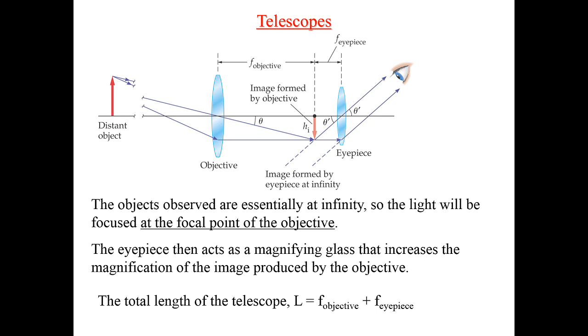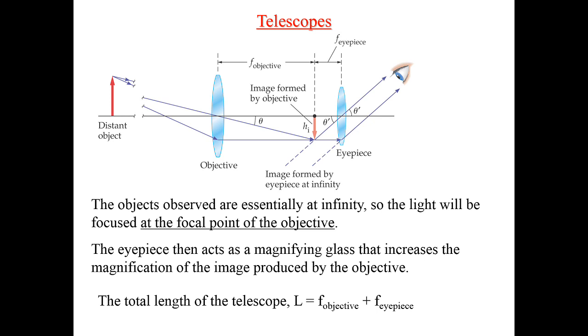Now, notice the distance of the two focal lengths are very different. It's that the focal point of the objective and the focal point of the eyepiece are connected to each other, so that means the length of the telescope, the distance from the objective lens to the eyepiece, is the focal length of the objective plus the focal length of the eyepiece.